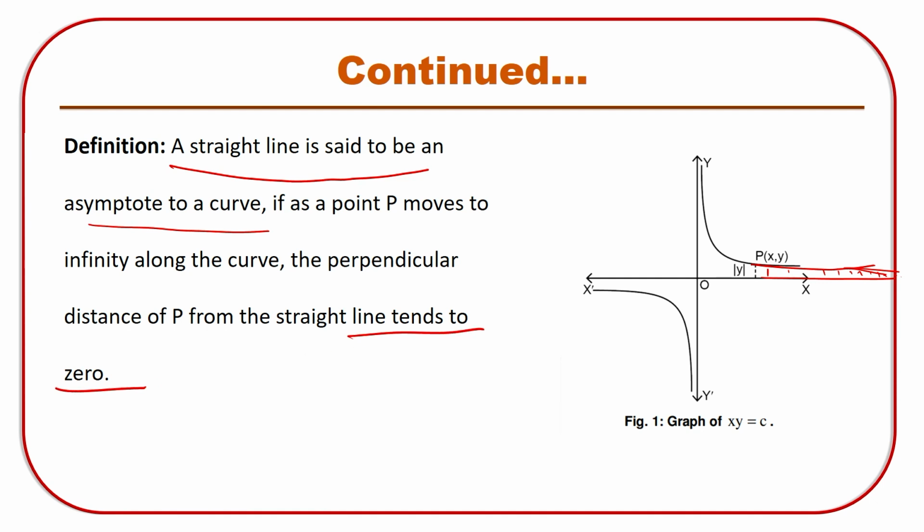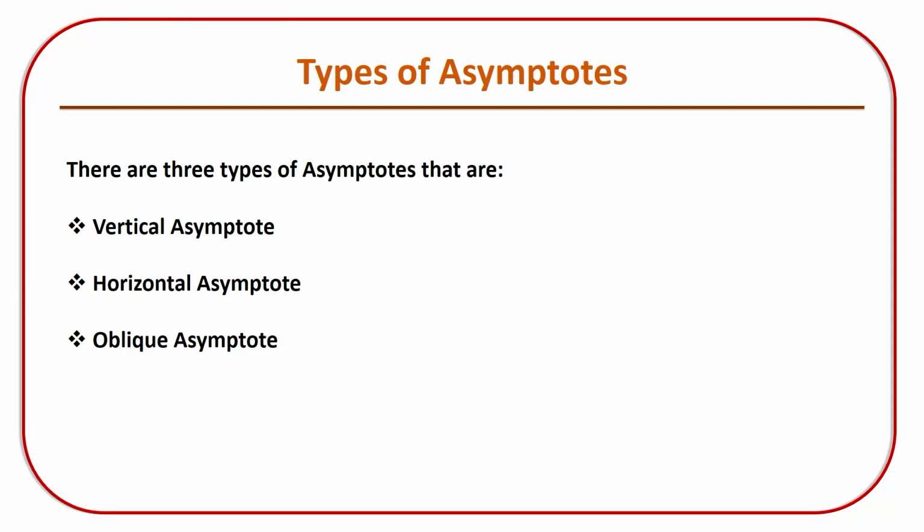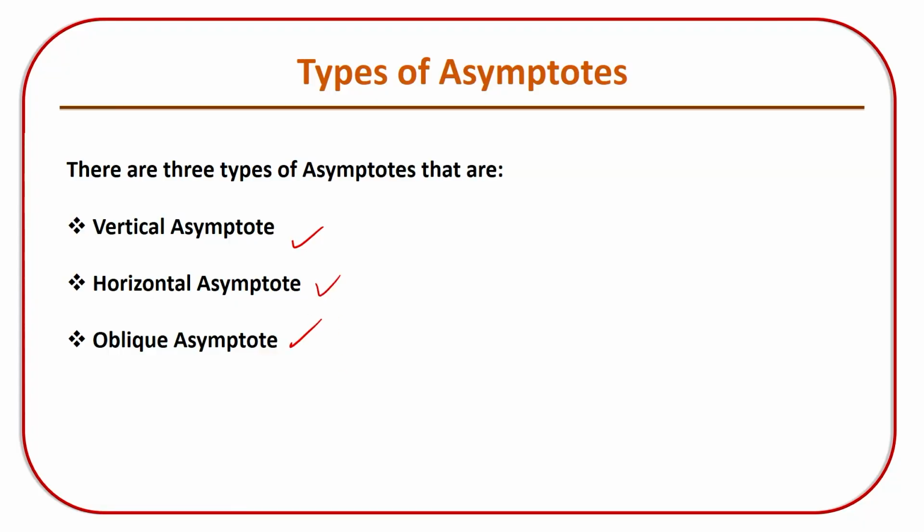It says that a straight line is said to be an asymptote for a curve if, as point P moves to infinity, the distance between the straight line and the curve is going to be 0. And how many types of asymptotes exist? There are several types, but in general 3 types are quite popular. The first one is the vertical asymptote, the second is the horizontal asymptote, and the third is the slant or oblique asymptote, right? So, these are the 3 types of asymptotes we are going to study.